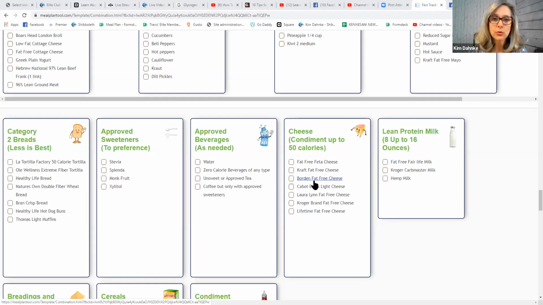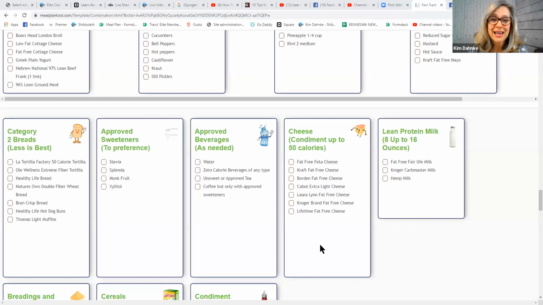It is a singles. In singles, I think it tastes better than the other fat-free singles. I find that at Publix, Ingles, those are the two places I found it. And then I really enjoy this Cabot extra light cheese. It is a block cheese. And so I take that block and I cut it into 50-calorie increments. And that can be used as my condiment on my fibrous carb salad.